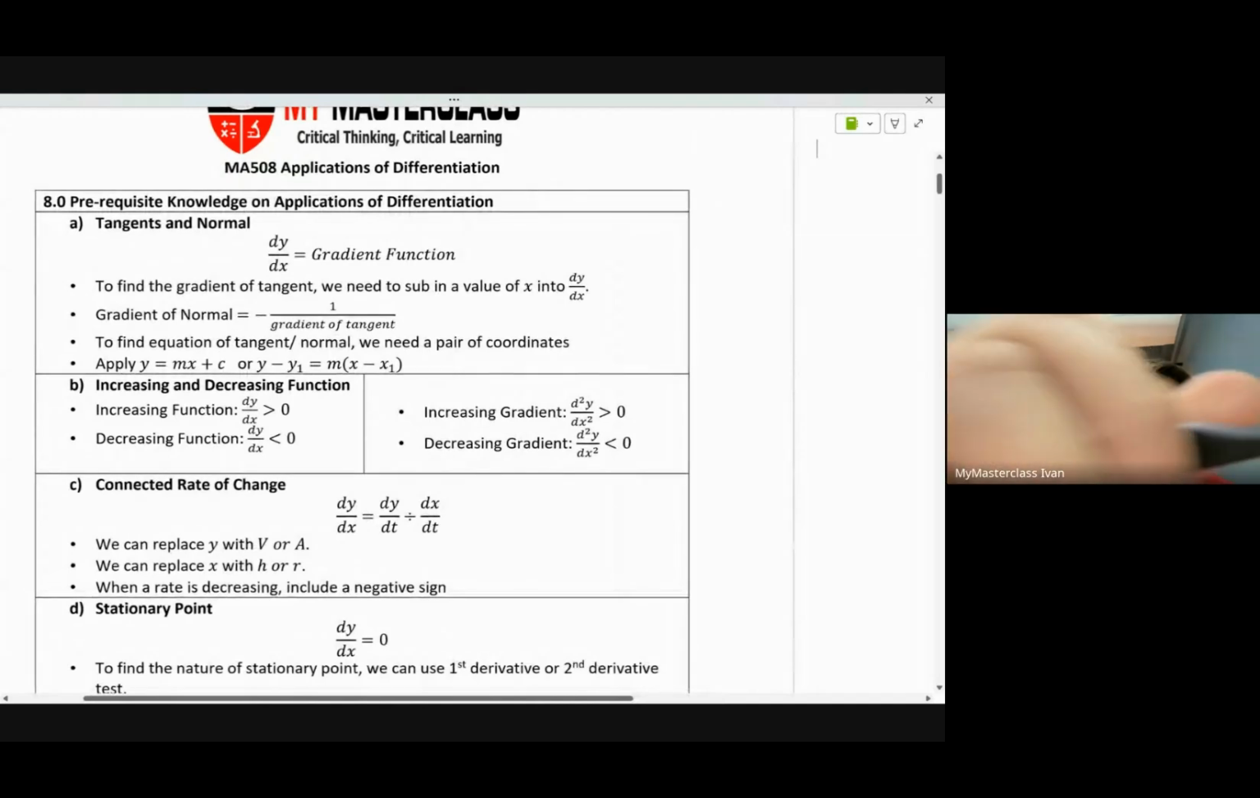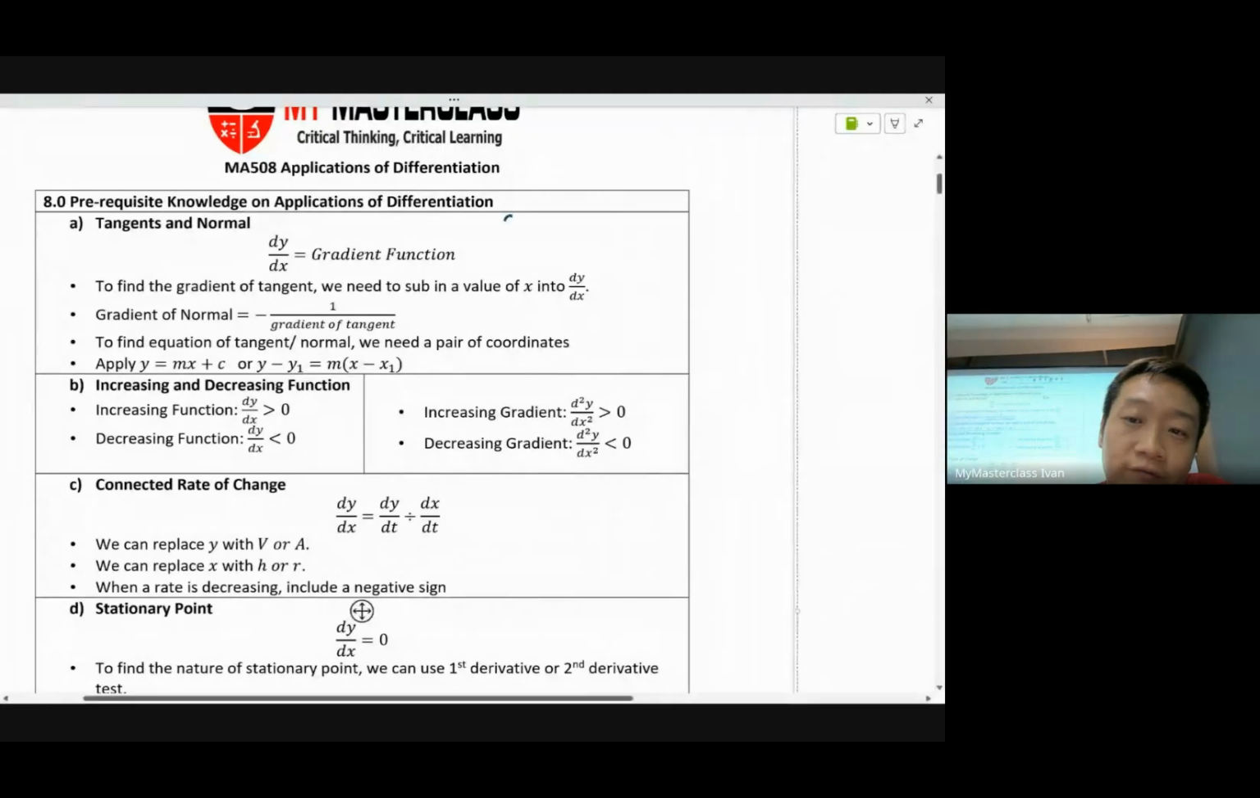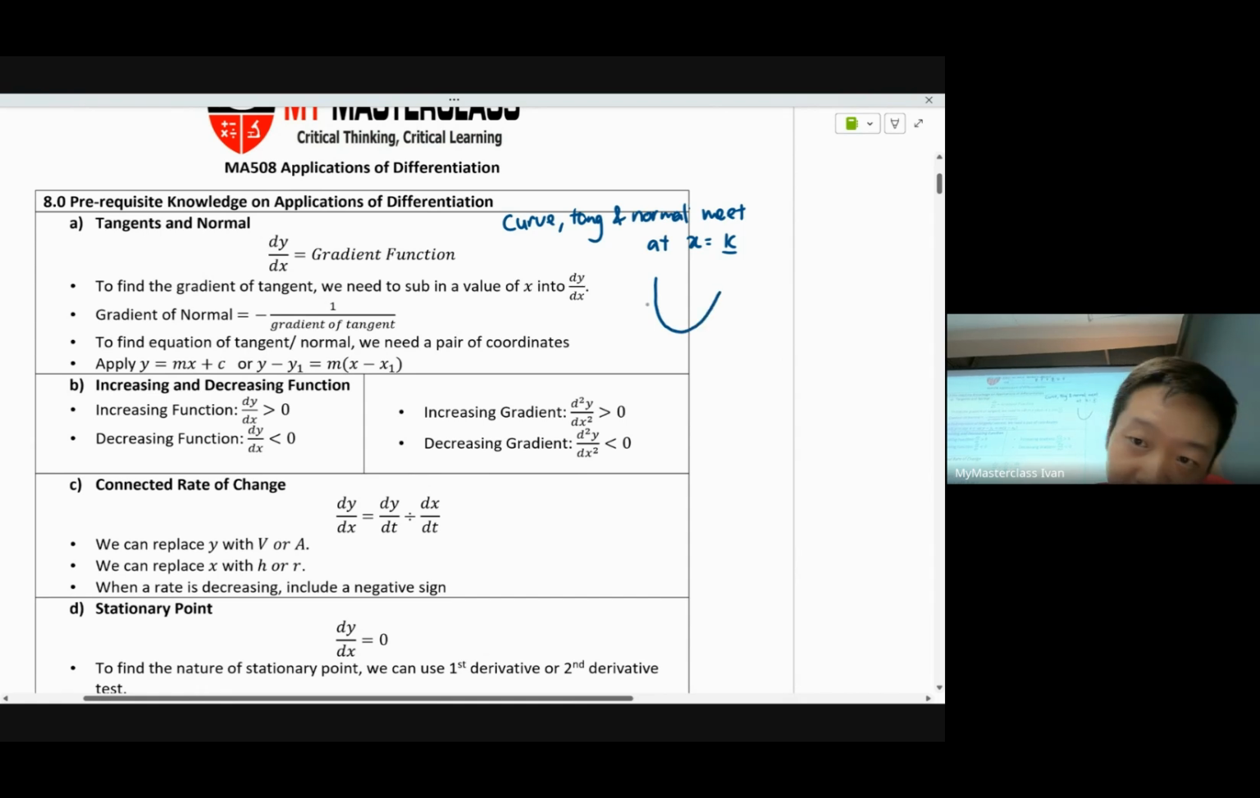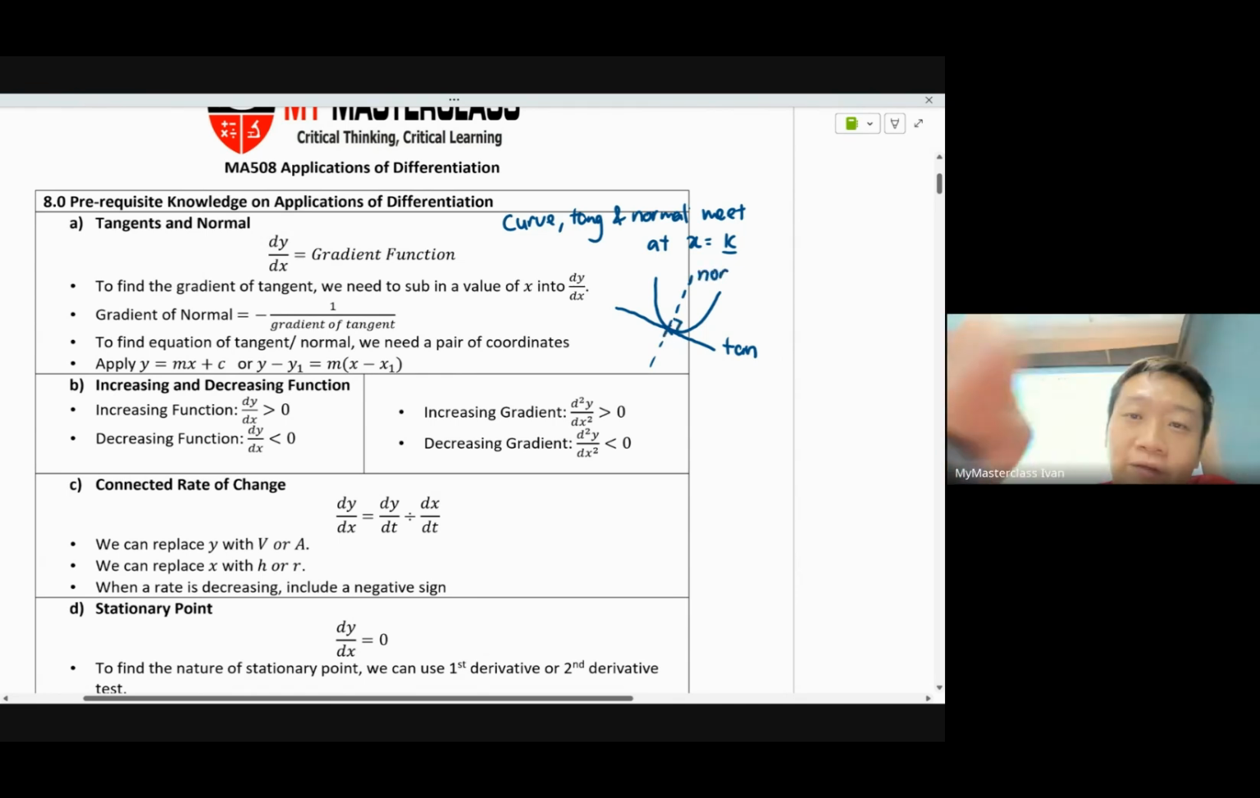So remember, the first thing is write down the curve, the tangent, and the normal. They will always meet at x equals to k or something. So for example, this is a curve. This is a tangent. Okay, what can you tell me about normal? A normal is always perpendicular to a tangent. Then this is a normal. They will always meet at the same point. Can you see? They will always meet at the same point.